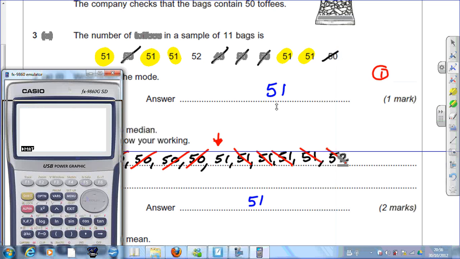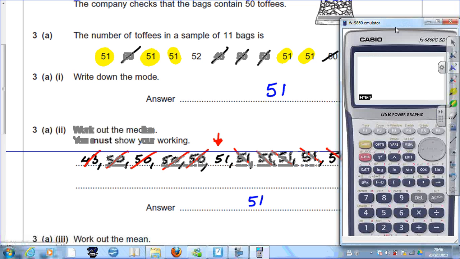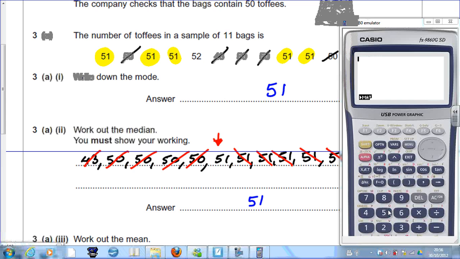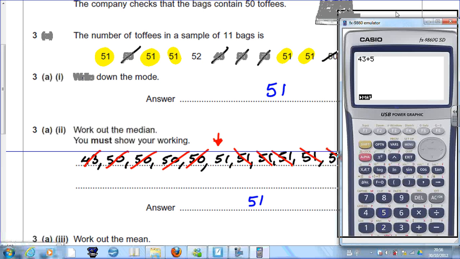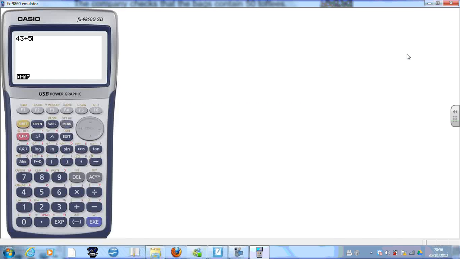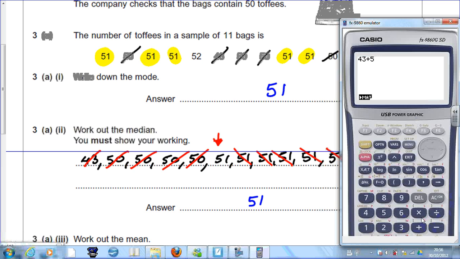So it's 43 added to 50. Where's my 50 gone? Added to 50. Added to 50. Added to 50. Added to 51. Added to 51. Added to 51. Added to 51. Added to 51. Added to 52.